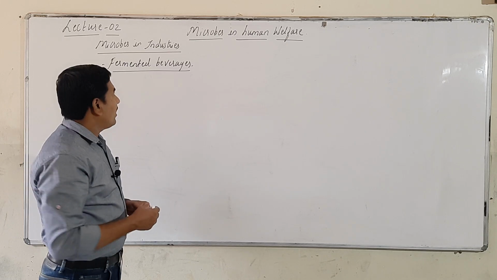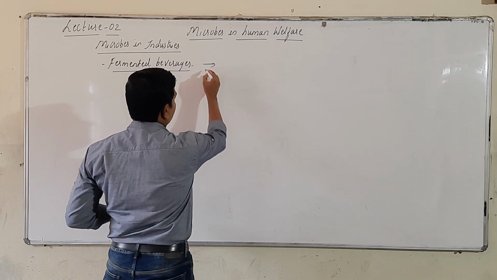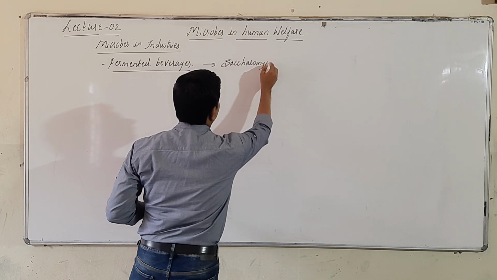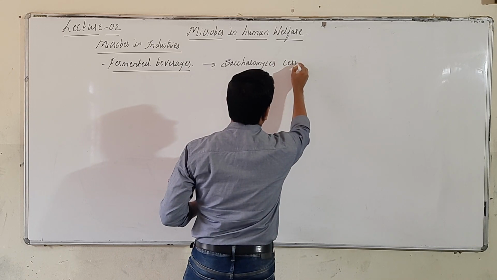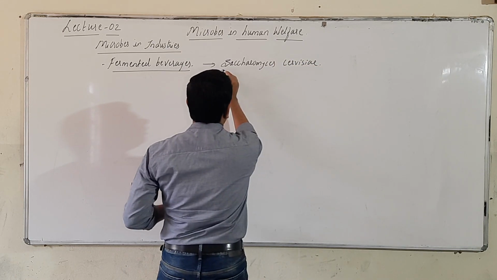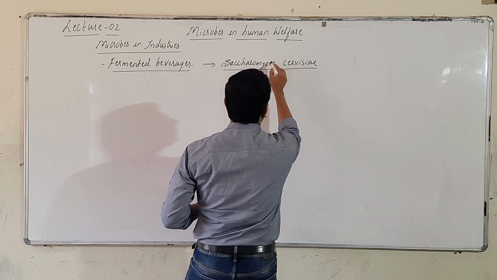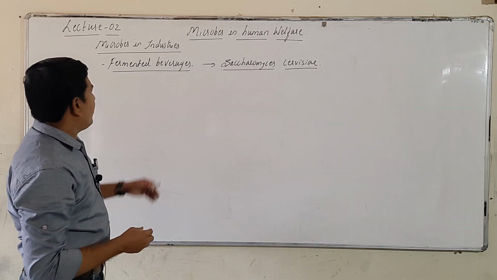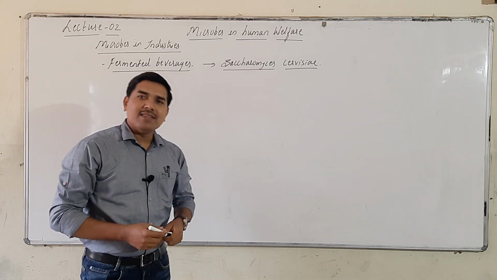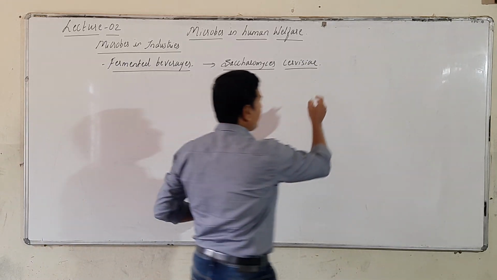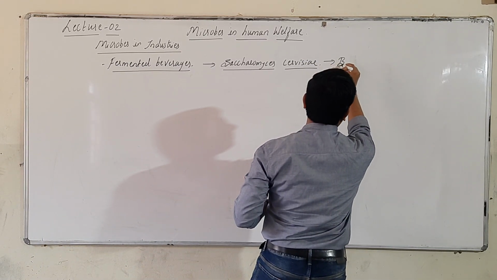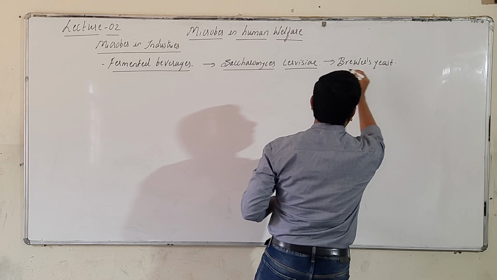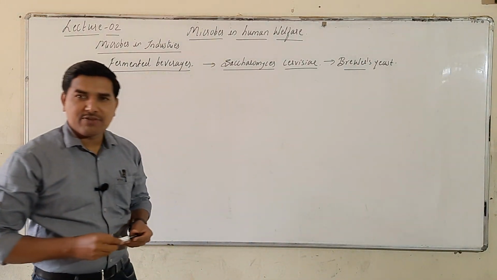It is called Saccharomyces cerevisiae. This is the yeast we use in the preparation of bread. The same type of yeast is also used here. This Saccharomyces cerevisiae is commonly called brewer's yeast. And its scientific name is Saccharomyces cerevisiae.